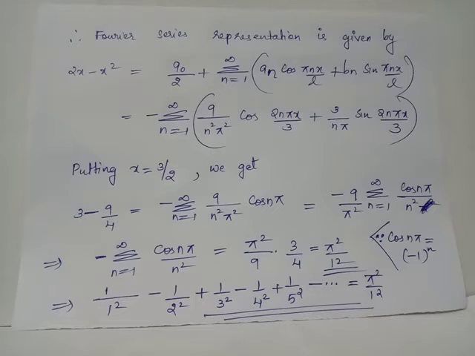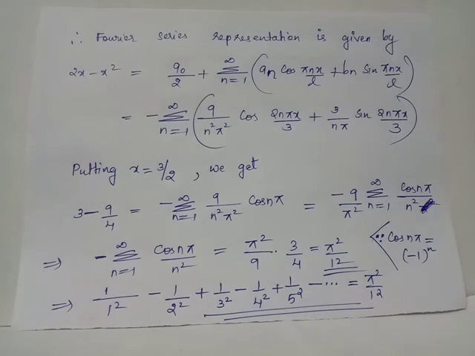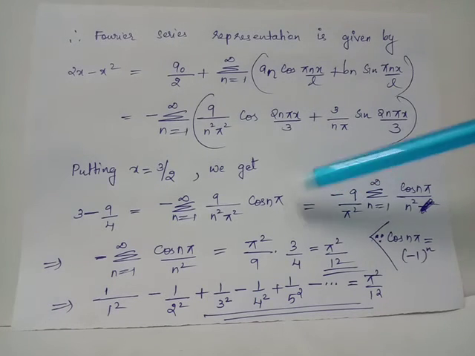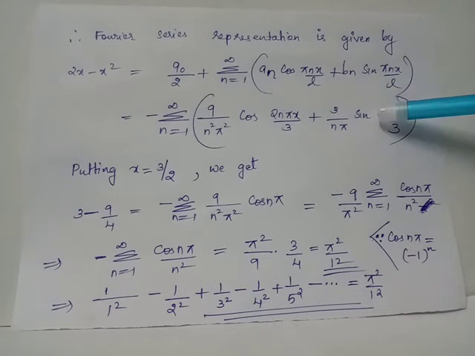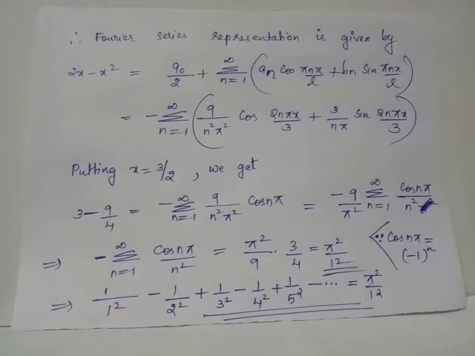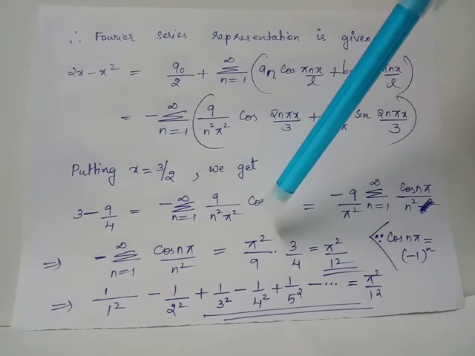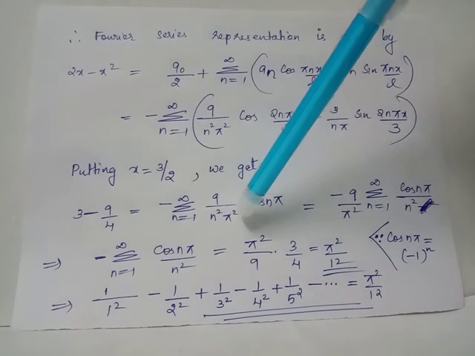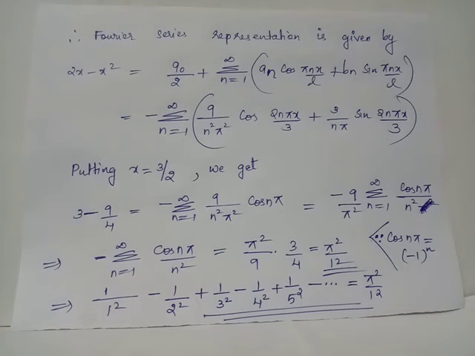When you give x equals 3 by 2 to the function f of x, it will become 3 minus 9 by 4. On taking LCM, it becomes 12 minus 9 divided by 4 which becomes 3 by 4. Here we have this RHS. When given the value x equals 3 by 2, it reduces to this format. From here, 9 by pi square can be taken outside summation because it's just a constant. Now we have the equation 3 by 4 equals minus 9 by pi square multiplied to summation n ranges from 1 to infinity cos n pi divided by n square.